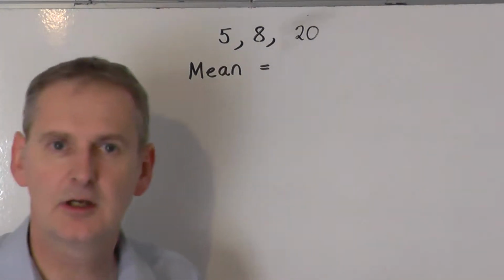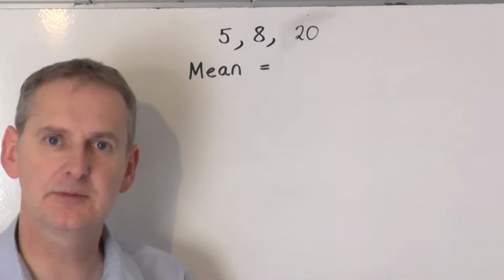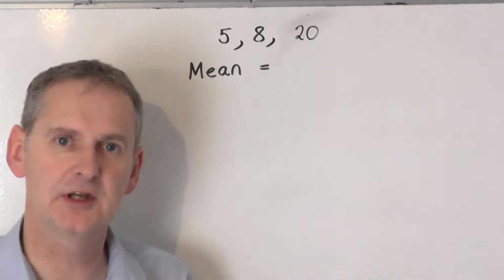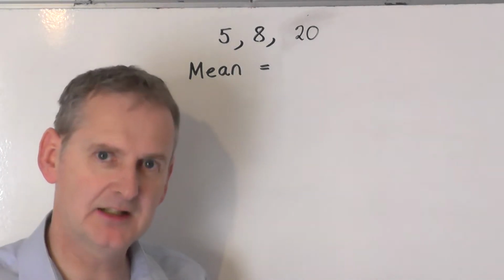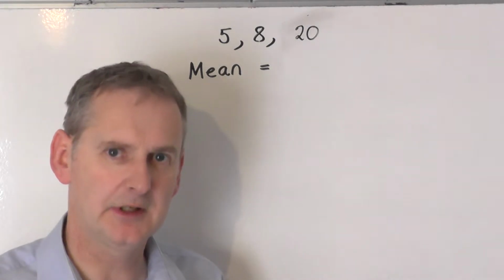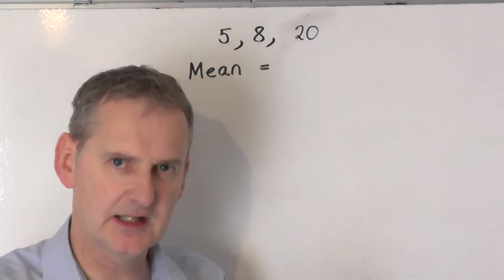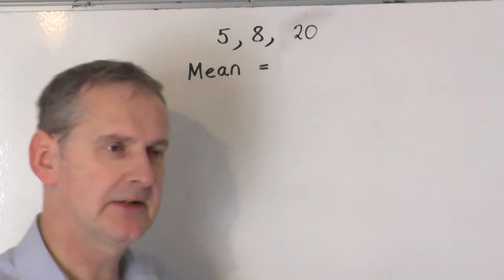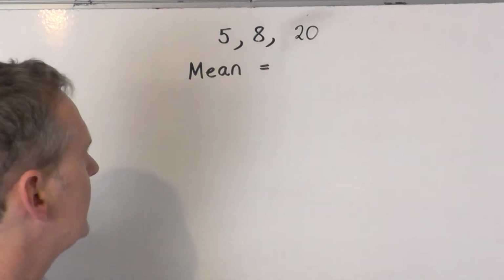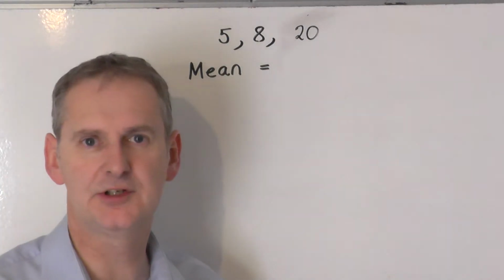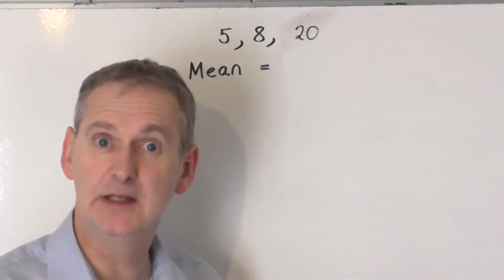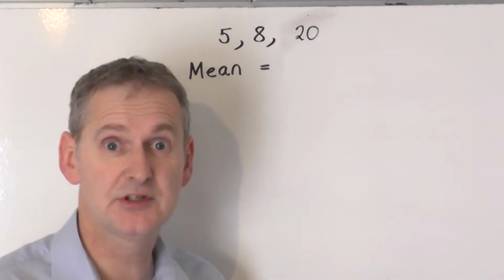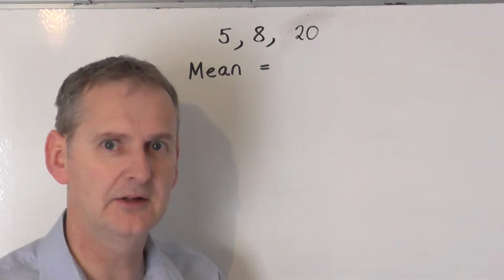Let's have a look at a very common mistake that students make on a very simple little sum. Sometimes when they've got a calculator in their hand and they become a bit over-reliant on the calculator, they make this mistake. So let's have a look at three numbers, 5, 8 and 20, and we're going to work out the mean average. Everybody knows, I hope, that to work out the mean average you just add up the numbers and you share by the number of numbers.